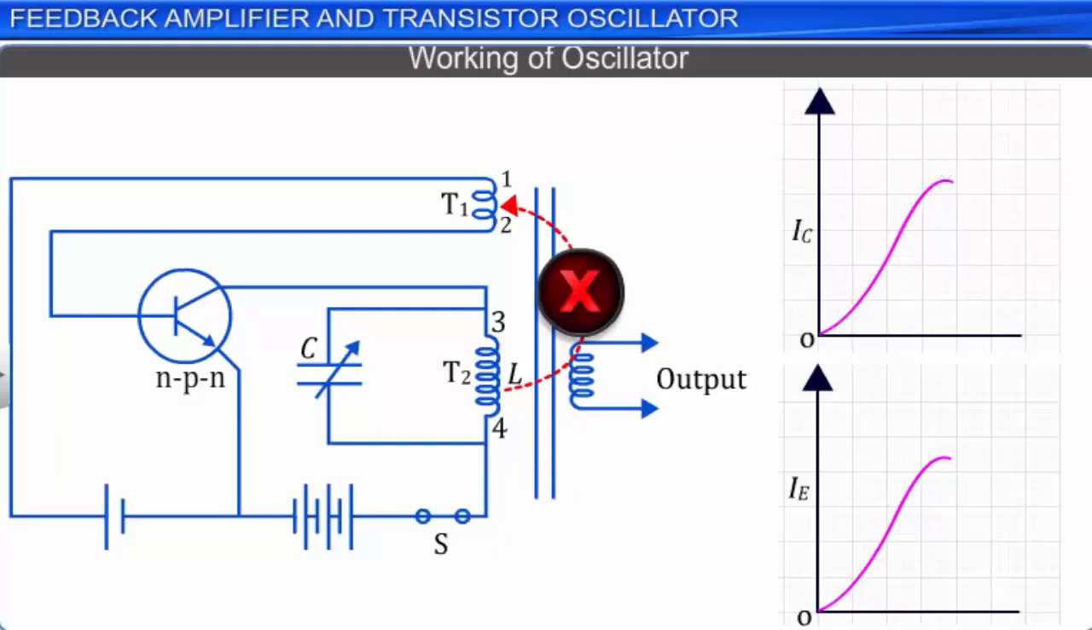When the inductance or feedback from coil T2 to coil T1 stops, emitter current starts decreasing.